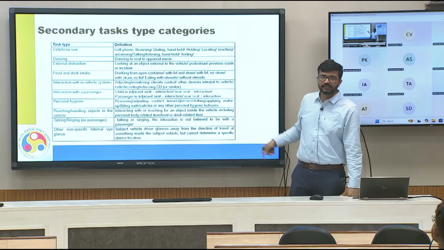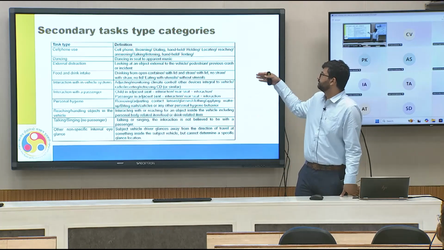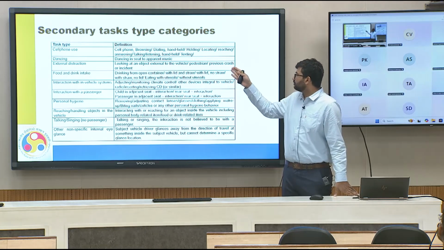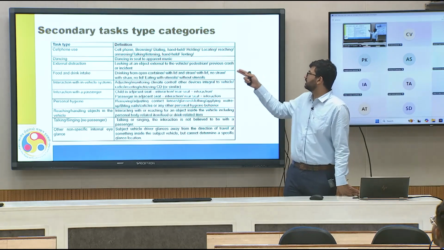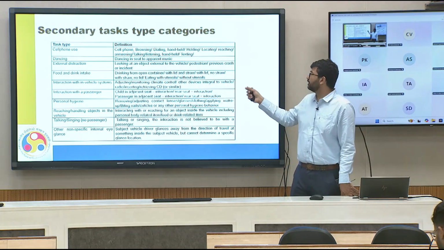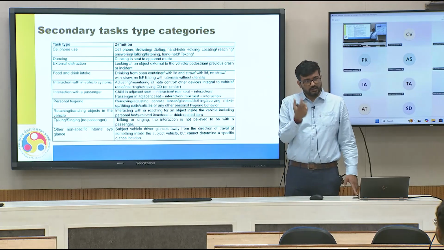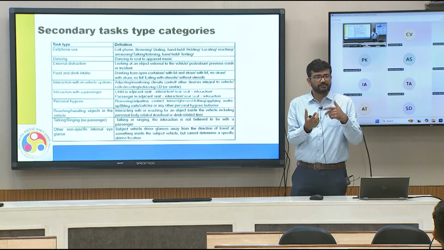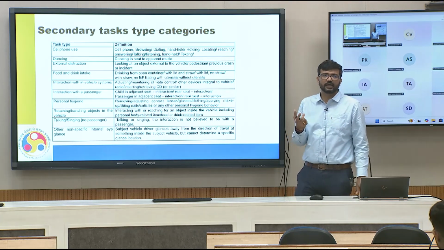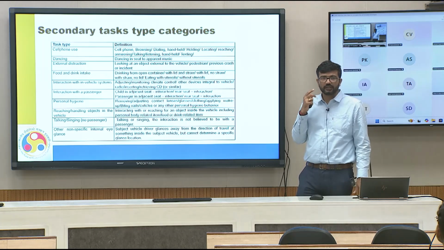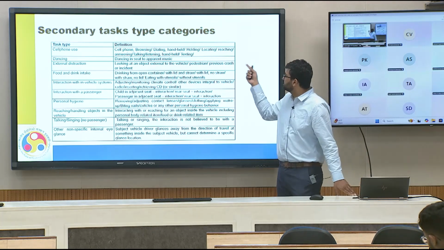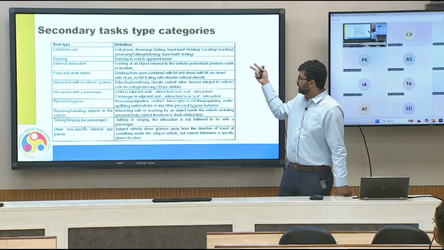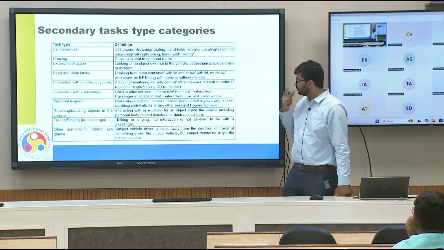In this study, many different secondary tasks were there, and first we tried to see how these different categories of tasks occur. The first one is cell phone. On a cell phone we can do different types of tasks: it can be used simply for talking, for browsing, or to look up some information. All these different tasks are combined here in cell phone use.